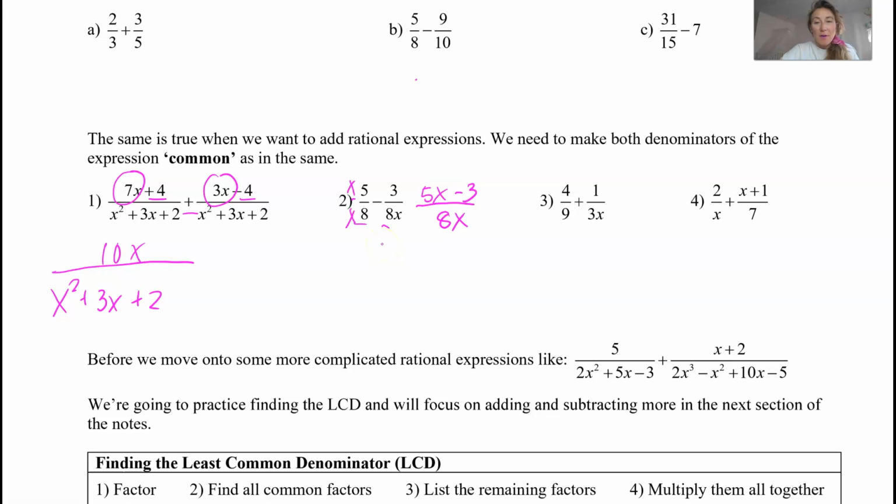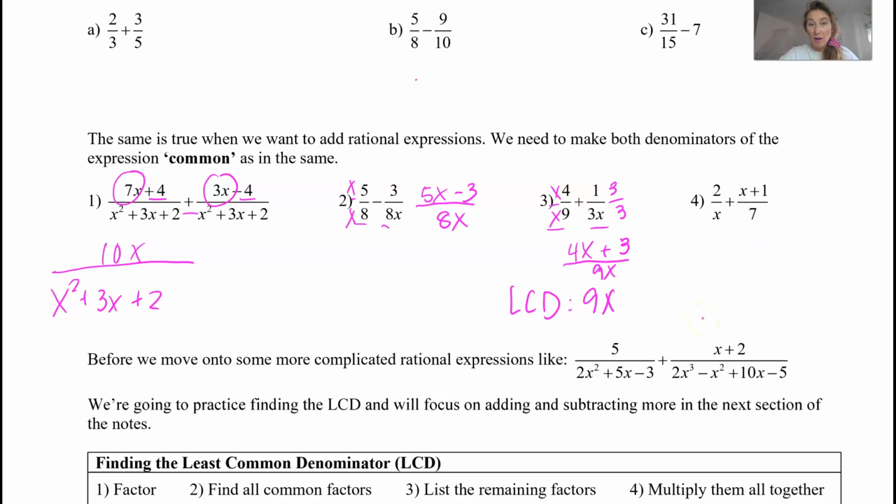And then on number 3, I have a 9 here, and I have a 3x. So I'll need to multiply both because my LCD is going to be 9 and x. Because the 3, I just need to multiply that by 3, and then it would become 9. So I times this by 3 over 3, this one by x over x, and then I have 4x plus 3 all over 9x.